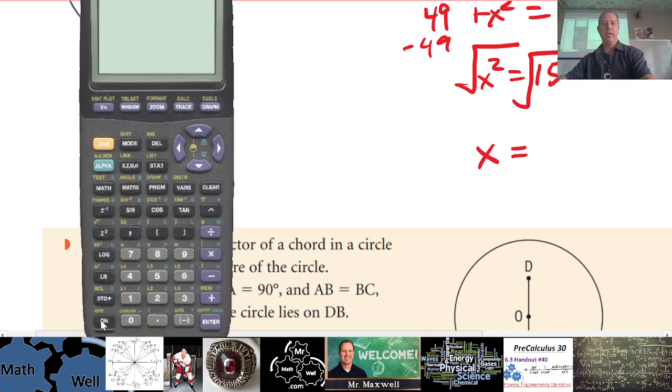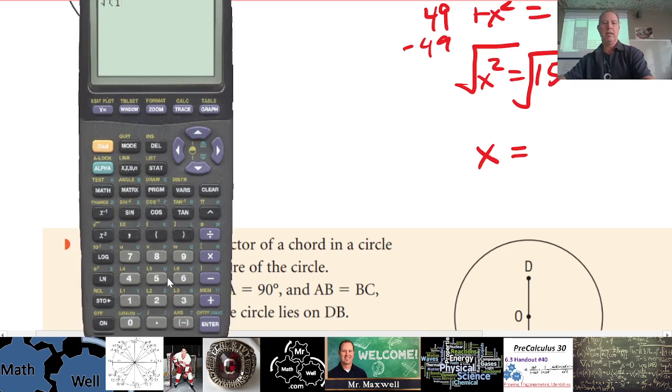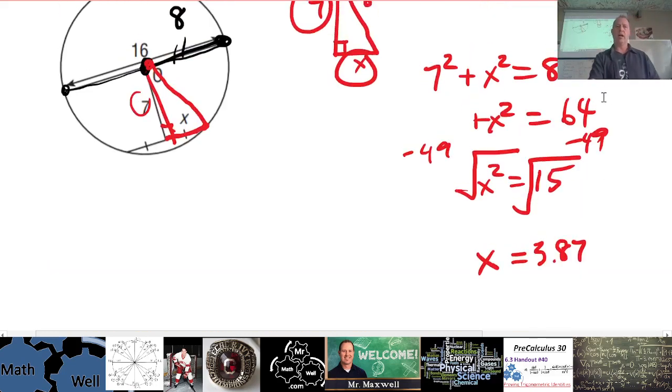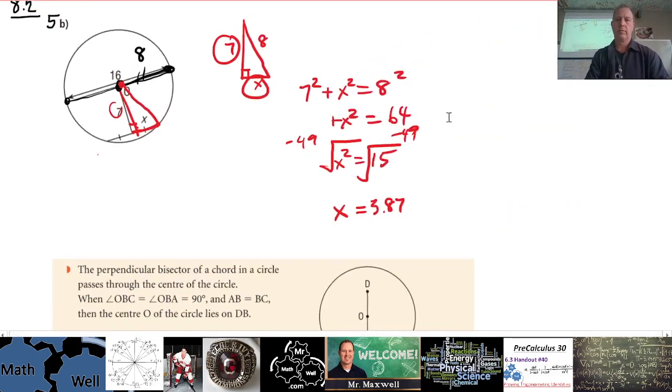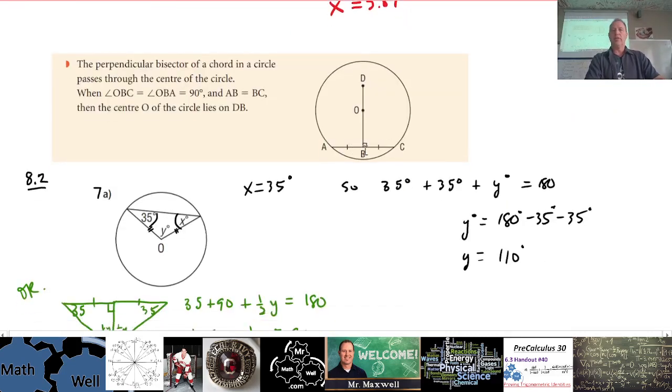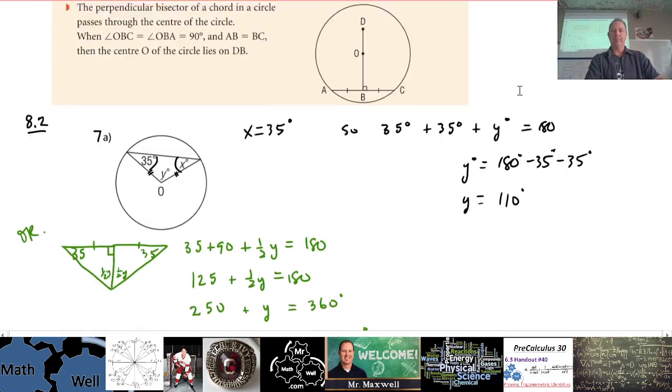So the square root of 15. Let's see here. Let's clear this. The square root of 15 is 3.87. So 3.87 or so. Okay, so that's going to be our x value there. I mentioned this already. A perpendicular line to any chord always passes through the center.